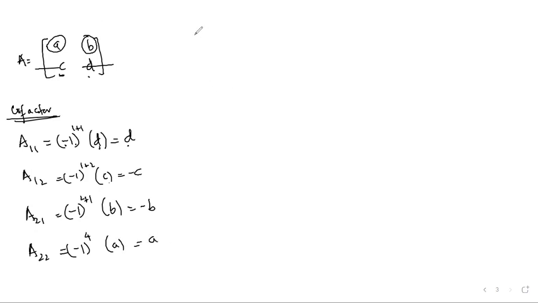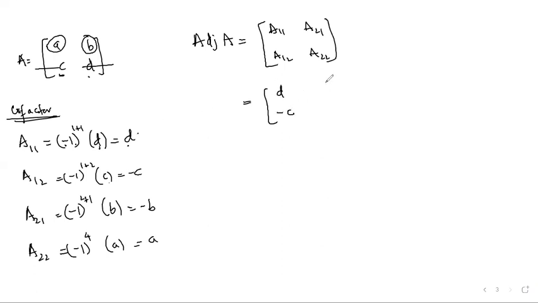So now you tell me what is the adjoint of A? A11 here, A12 here, A21 here, A22 here. So what do you get as the answer? D, minus C, then minus B and A. Did you notice this? Yes. So compare both and tell me what the shortcut is for getting the adjoint of a 2 by 2 matrix.